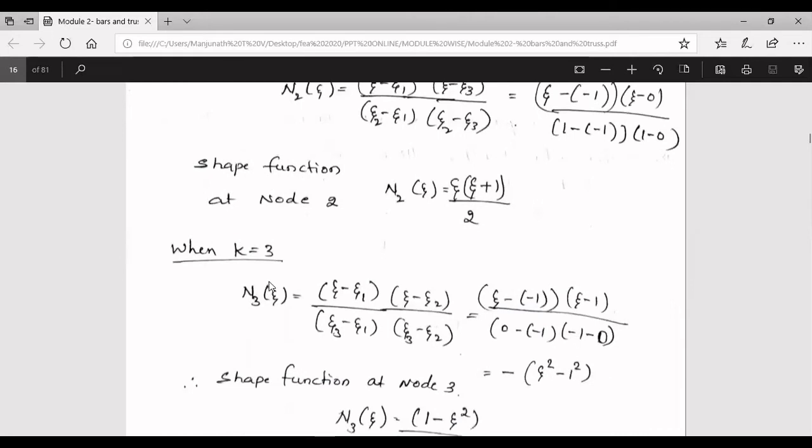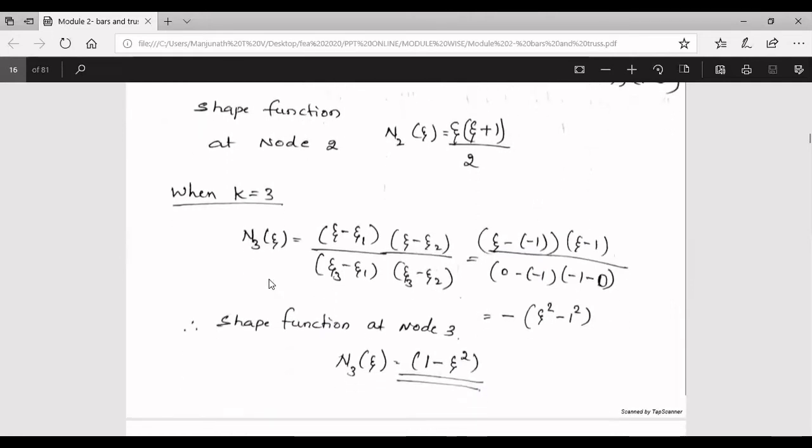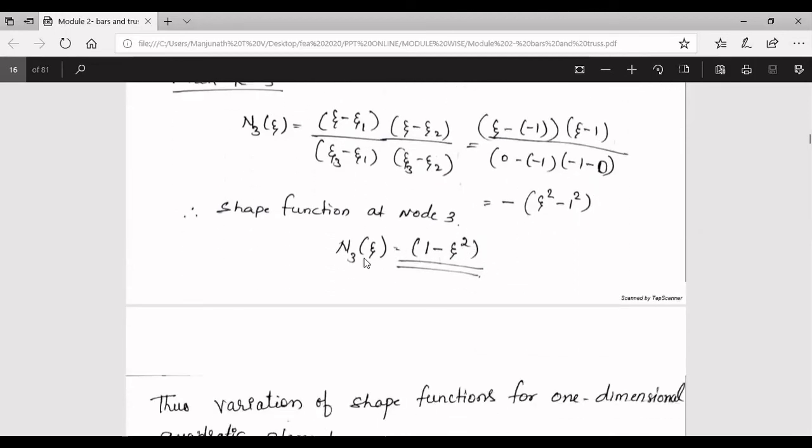Similarly, at node number 3 we need to find the shape function, so the k value becomes 3. N3 of zeta, the kth node will be the third node, and the remaining nodes will be 1 and 2. So the equation will be (zeta minus zeta 1) divided by (zeta 3 minus zeta 1), times (zeta minus zeta 2) divided by (zeta 3 minus zeta 2). Substituting zeta 1 value as minus 1, zeta 2 value as plus 1, and zeta 3 value as 0, we get N3 of zeta equal to 1 minus zeta square.